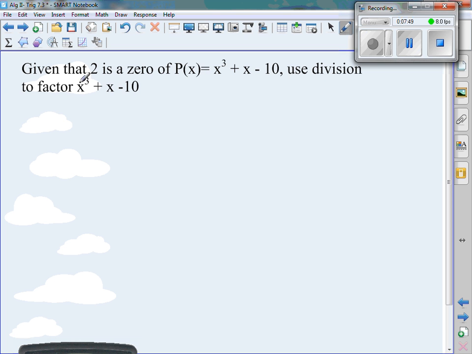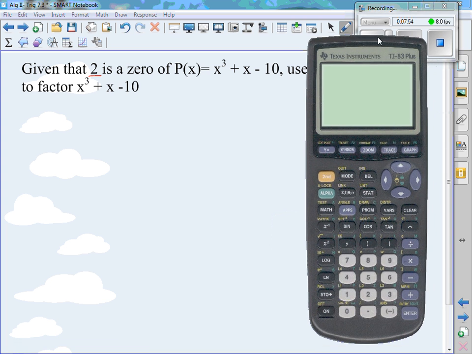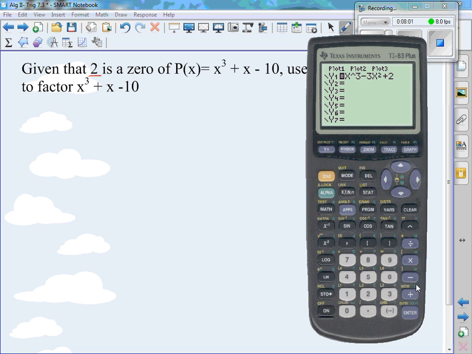There's two ways I can do this. I know that 2 is a 0. If I typed in my equation, I know I have a 0 right here.